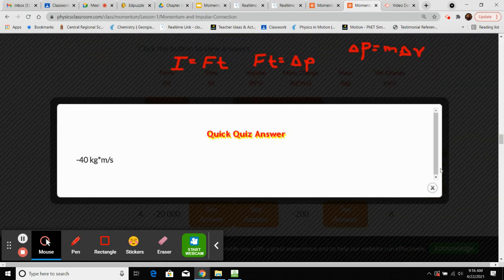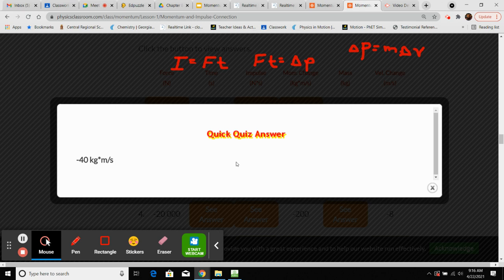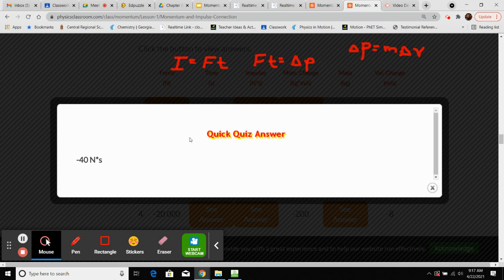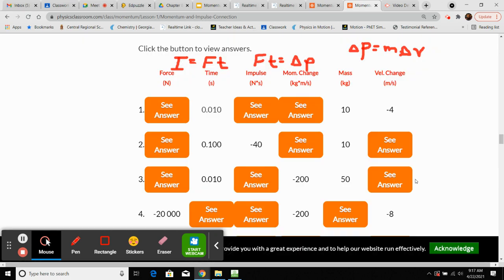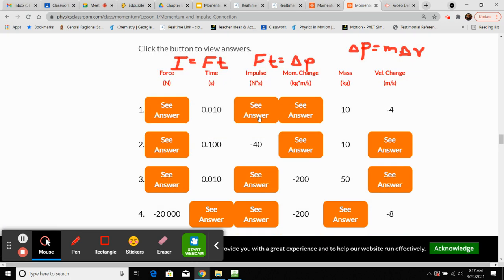If this here is negative 40, what is my impulse, if impulse is equal to change in momentum? All right, so delta P is negative 40. And if in the equation, impulse is equal to that, it would be negative 40. The only thing that changes is the unit. The unit over here is newton times seconds, because force times time is impulse. And so it would be negative 40 kg times m/s for the momentum change. This is going to be the same value.